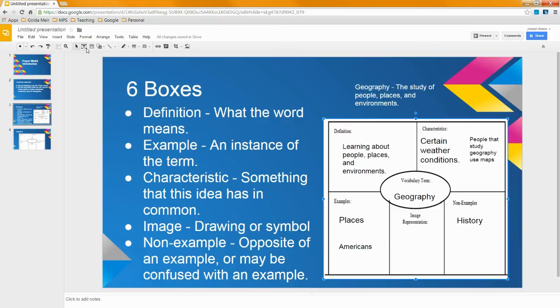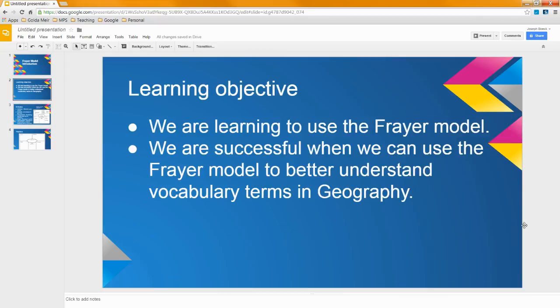Another non-example we could use, in this case, it's hard to think of what the opposite of geography would be. Geography doesn't really have an opposite, but we could go ahead and put sociology, or the study of society and people. Again, sociology is similar to geography, but it's not the same, and we need to acknowledge that these two are different. Again, we're going to be practicing this more in class, so if you don't understand everything about the Frayer model yet, don't worry. We're going to talk more in class about this model.